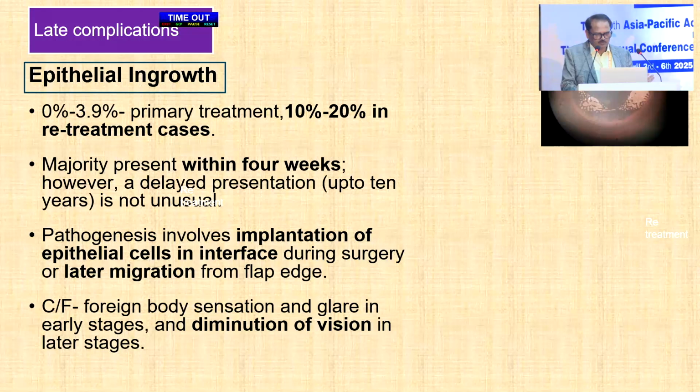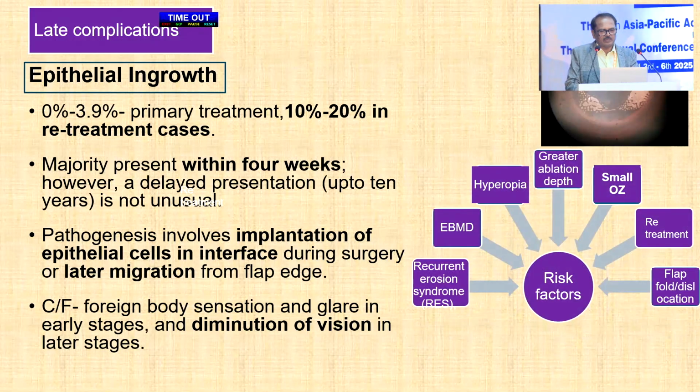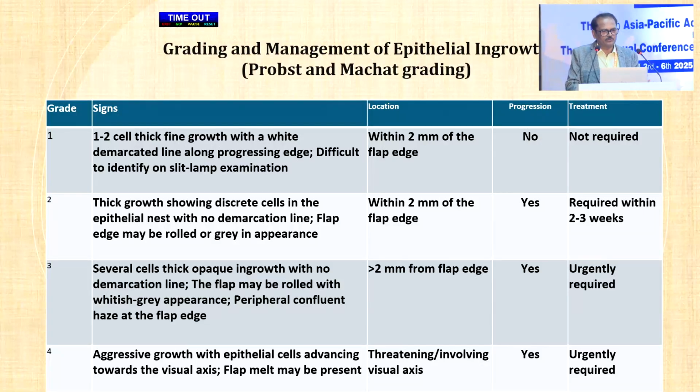One complication which I just want to mention, then I will finish my talk, is epithelial ingrowth, which can be seen in a few percent of cases, but in retreatment cases the incidence of epithelial ingrowth is more. The majority occurs within the first 4 weeks, but it can occur later also. The pathogenesis is implantation of epithelial cells in the interface during the procedure, or suppose the patient had some trauma and the flap has dislodged or misaligned, then epithelial cells can migrate through that. These are the patients who are going to have more chances of epithelial ingrowth. I won't go into the detailed theoretical part.